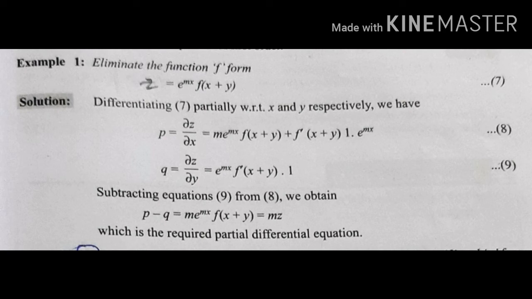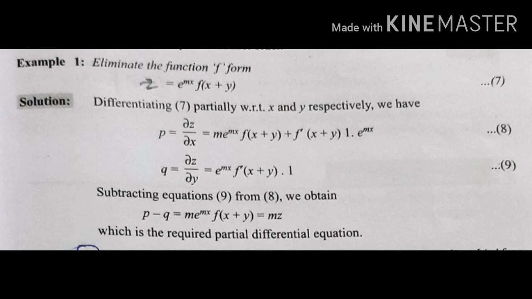Here we know that small p is equal to del z by del x, and del z by del x means partial derivative of z with respect to x treating y as constant. Here first function is e to the power mx and second function is f of x plus y. So derivative of the first function m e to the power mx, second function unchanged f of x plus y, plus first function unchanged e to the power mx, derivative of the second function f dash x plus y.